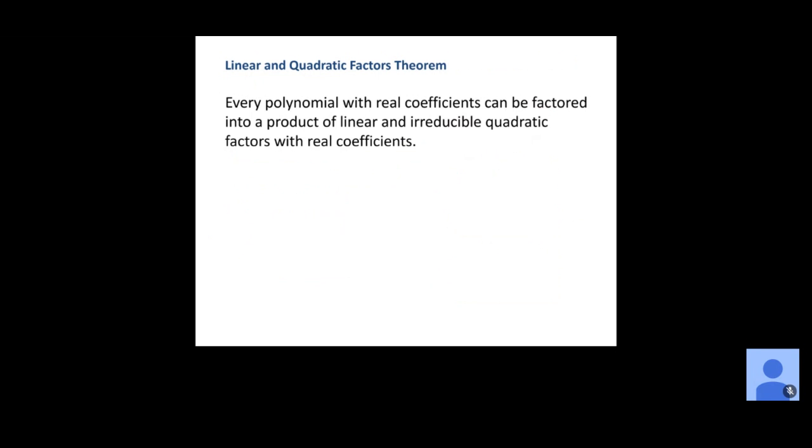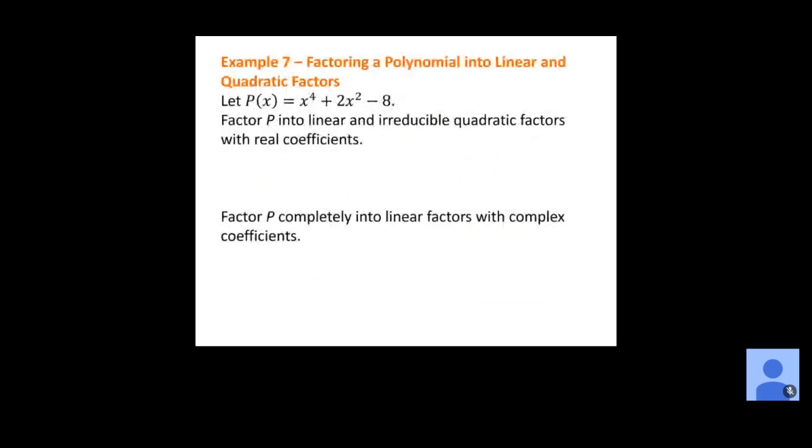This is telling us that anything that is going to give us either an irrational value or an imaginary value can at least be gotten down to a quadratic factor. So for any polynomial, we can at least get down to linear and quadratics without having to deal with irrational values or imaginary values. All right, so we want to try to factor this into its linear and irreducible quadratic factors, and then we'll do the complete linear factorization for the second part here.